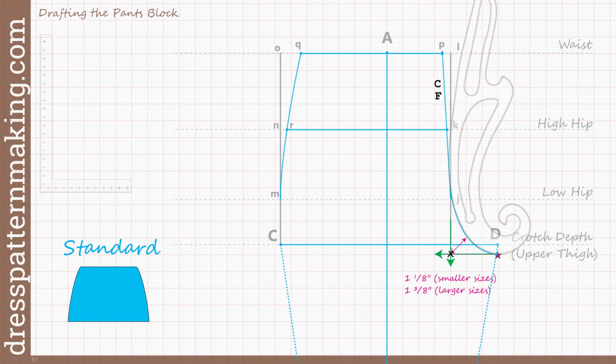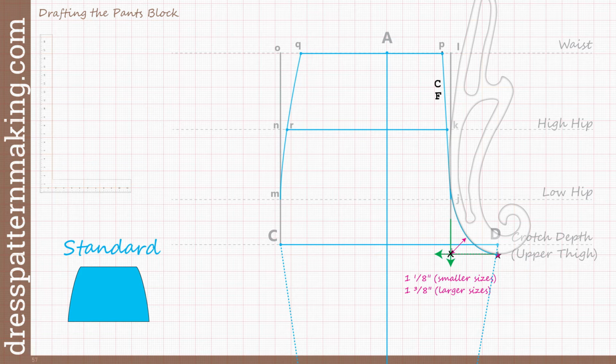A more specific guide to help you draw that curve: continue the LKJ line until it reaches the level of the crotch point. Draw a horizontal line at right angles to that line to touch the crotch point. The place where those 2 lines meet is marked with an X. From X, draw a line at 45-degree angle. The length of that line is 1 1/8 of an inch for smaller sizes, up to 1 3/8 of an inch for larger sizes.